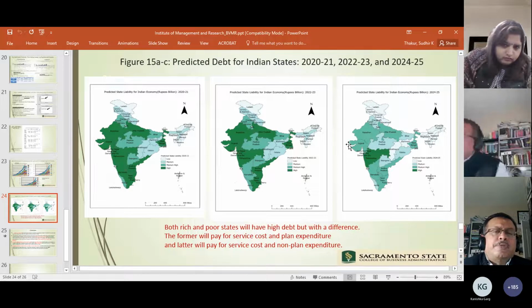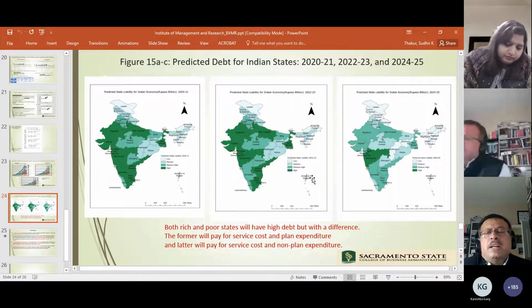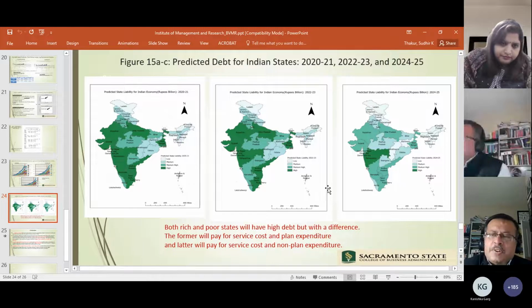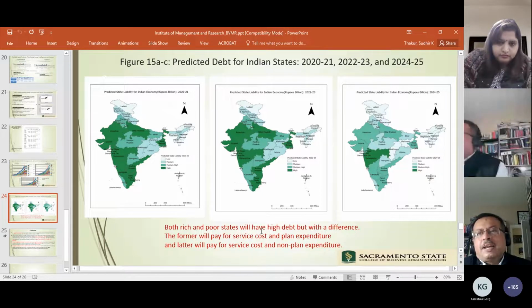So what is it that we infer from this analysis, from this prediction? Basically, we can say that both rich states and poor or lagging states will have high debt, but there's going to be a very huge difference in how the debt is going to be utilized. Rich states are going to use the debt for paying the service cost, as well as utilizing the debt for planned expenditure.